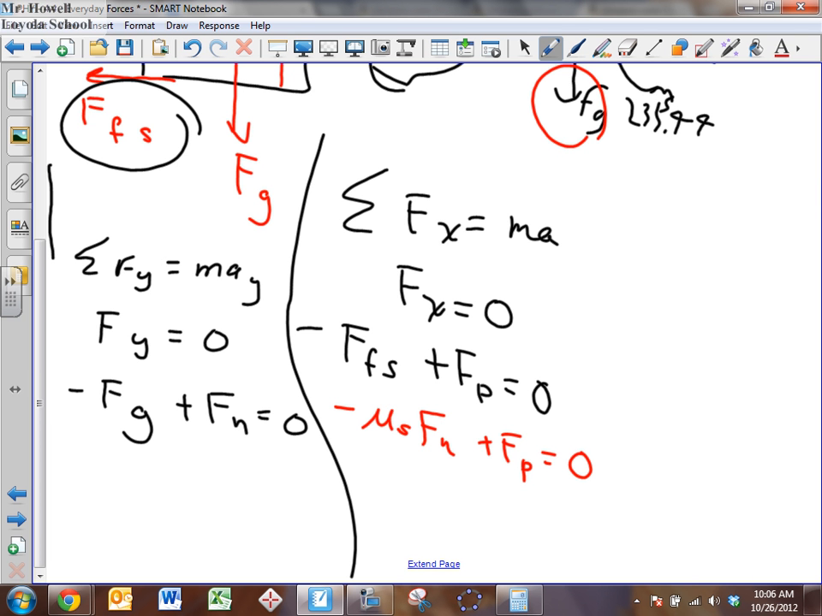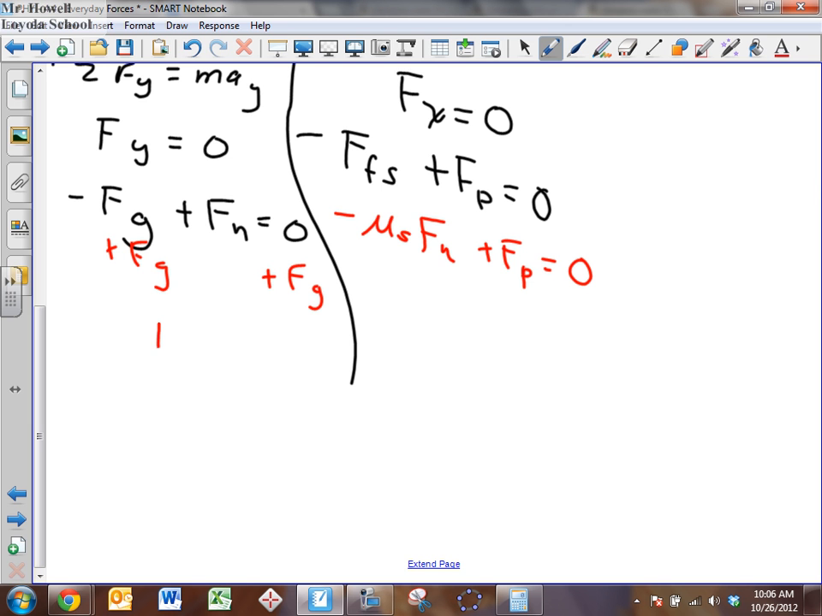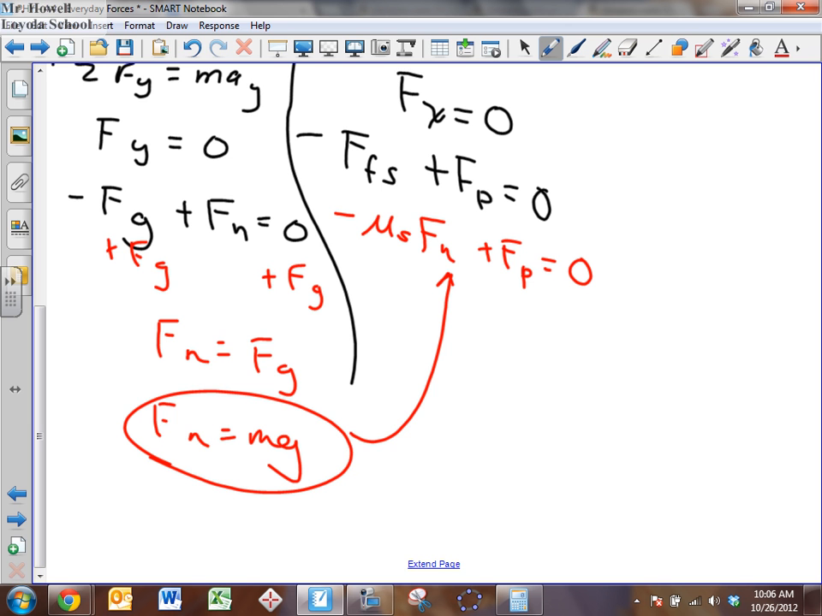So get Fn by itself. Add Fg over here. You get Fn is equal to the force of gravity. Real quick, force of gravity is mg. You get a number from here. Plug it in for Fn. Fp was 35. Solve for mu static.